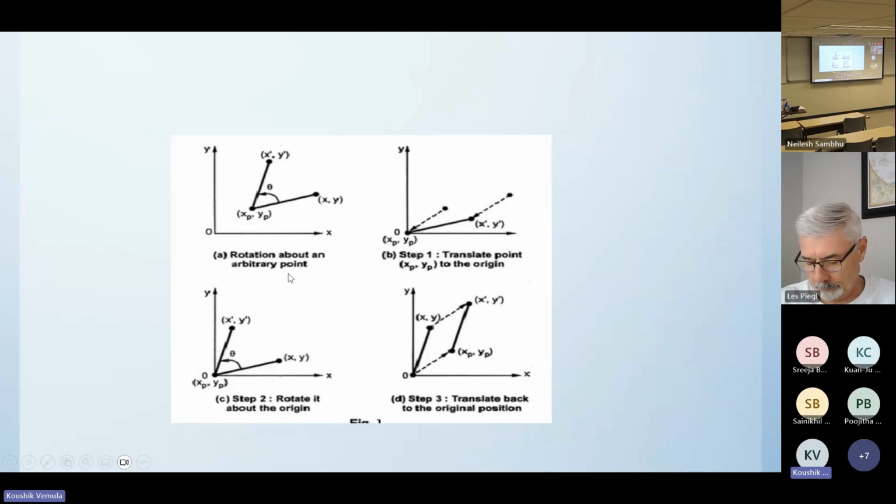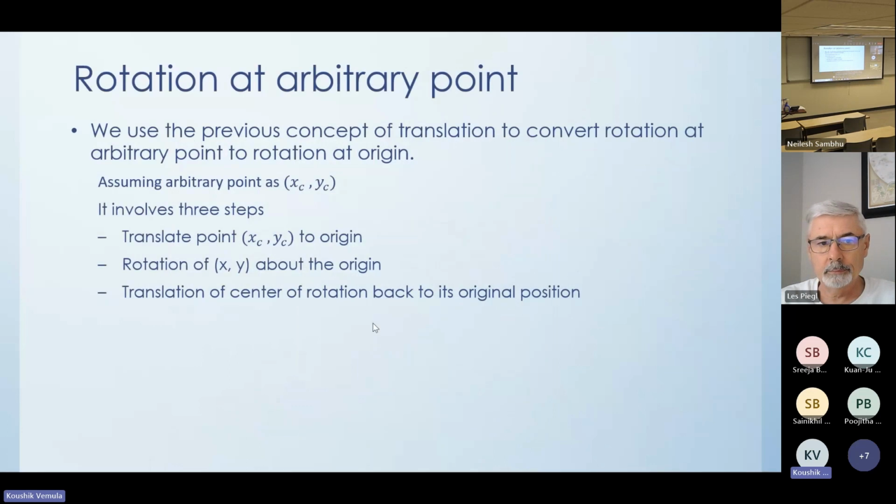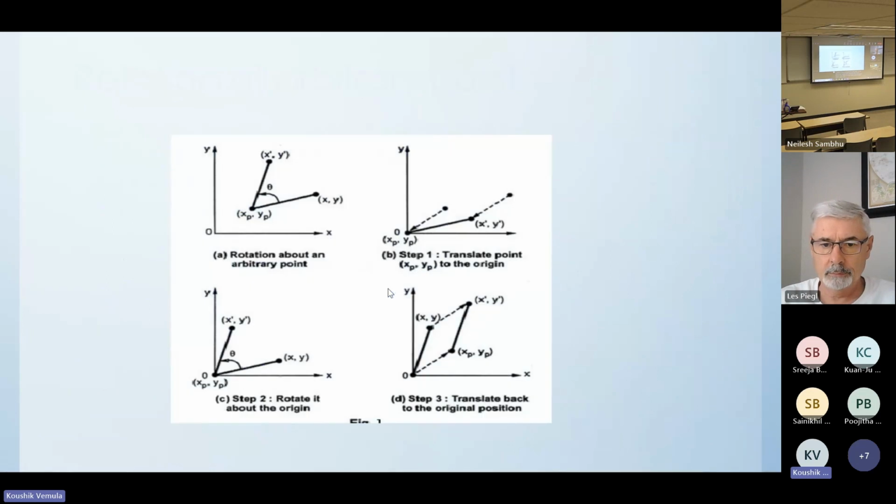When we rotate about an arbitrary point, it's a 3-step process, as I just mentioned here: translate the point center to the origin, rotate x comma y about the origin, and translate the center of rotation back to its original position. Each step has its own separate matrix notation: the first is a translation matrix, the second is a rotation matrix, and the third is again a translation matrix.